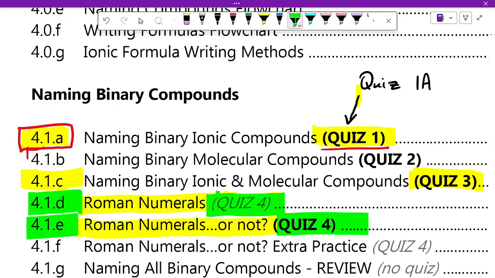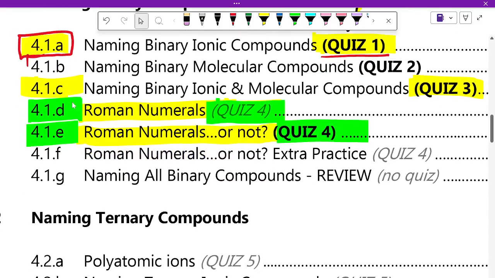Now let's say you didn't do very well on quiz number 4. There's extra practice. So that's why there's extra practice after you've done quiz 4. And you do not need to do the extra practice if you already did well on quiz number 4.